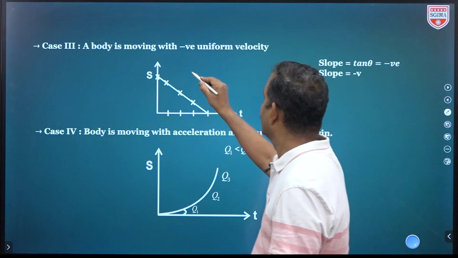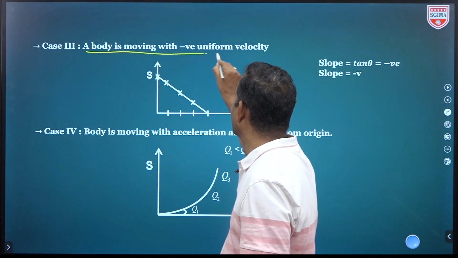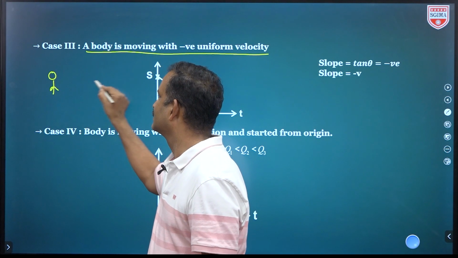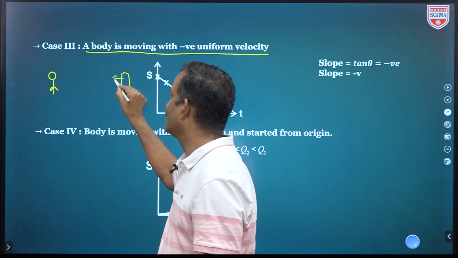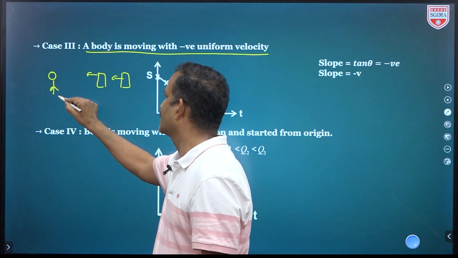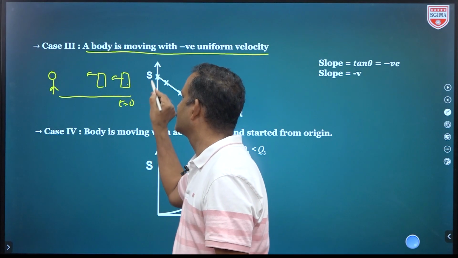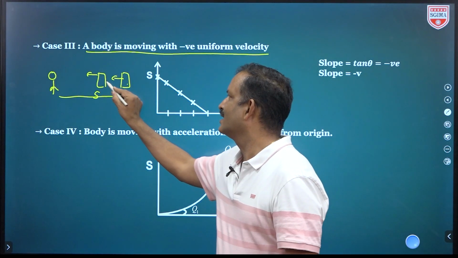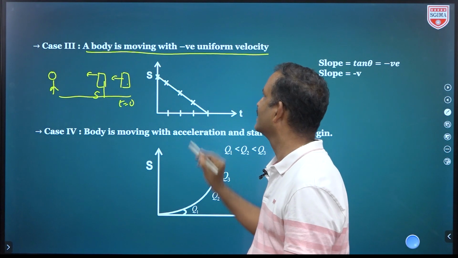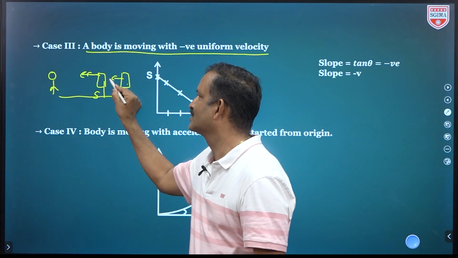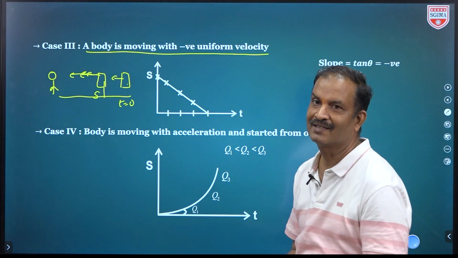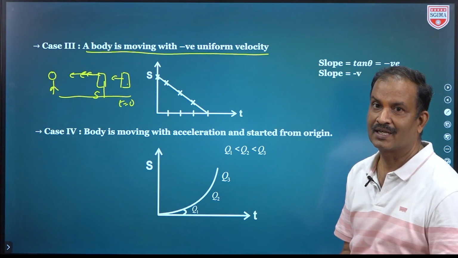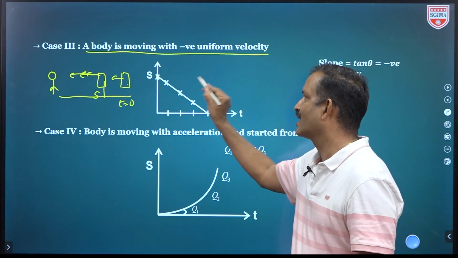If the body is moving with negative uniform velocity, negative means this is the point of observation. The body started here. It is coming towards the observer. At t equal to 0, it is here, at some displacement. At t equal to 1, it comes here. Displacement is decreasing. It is coming towards the point of observation. So, the body is moving with negative uniform velocity towards it.